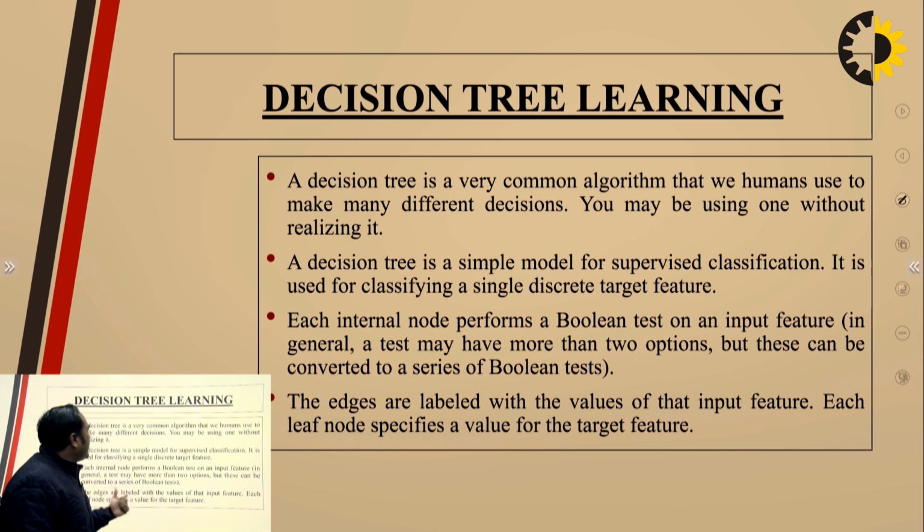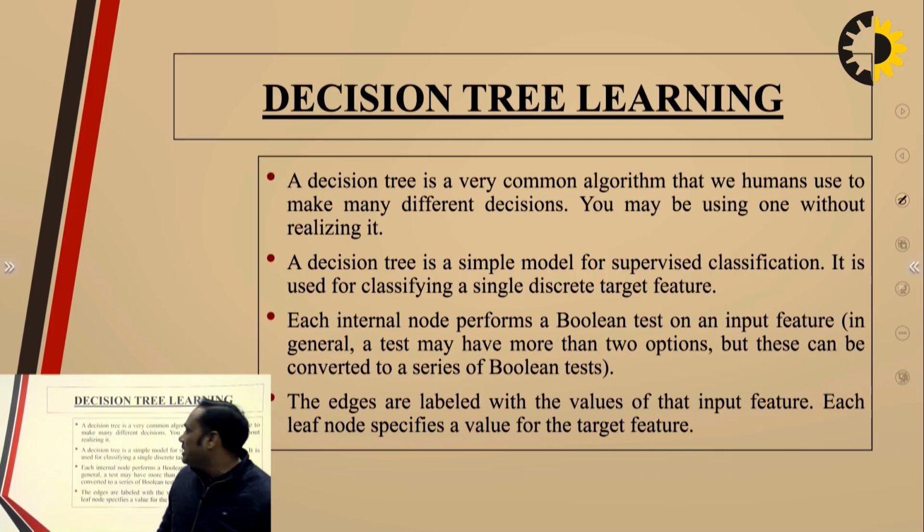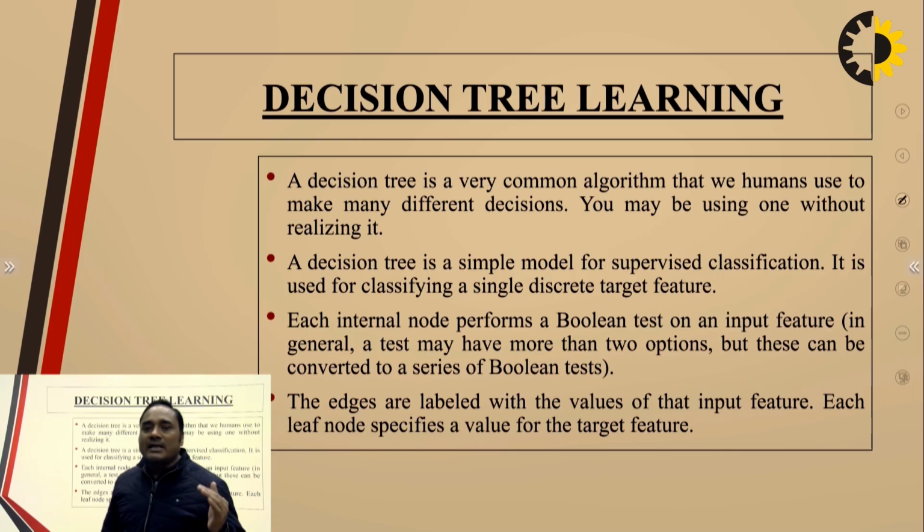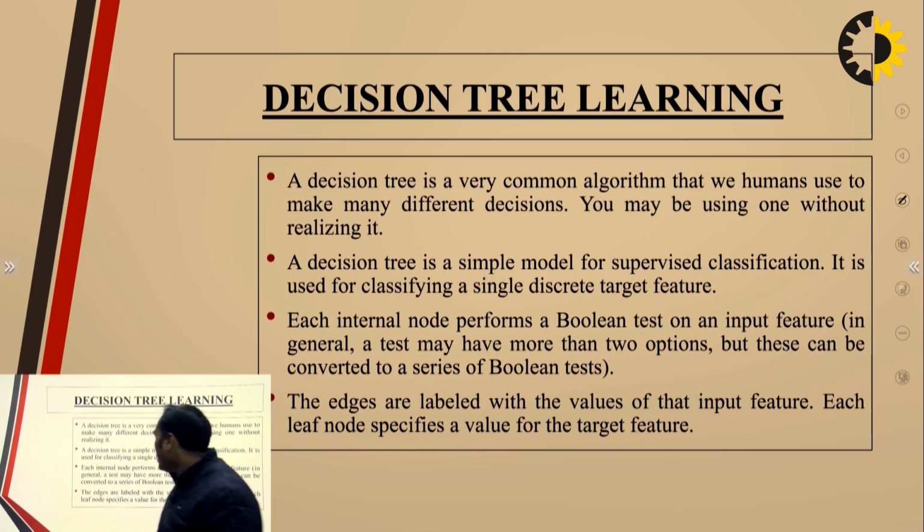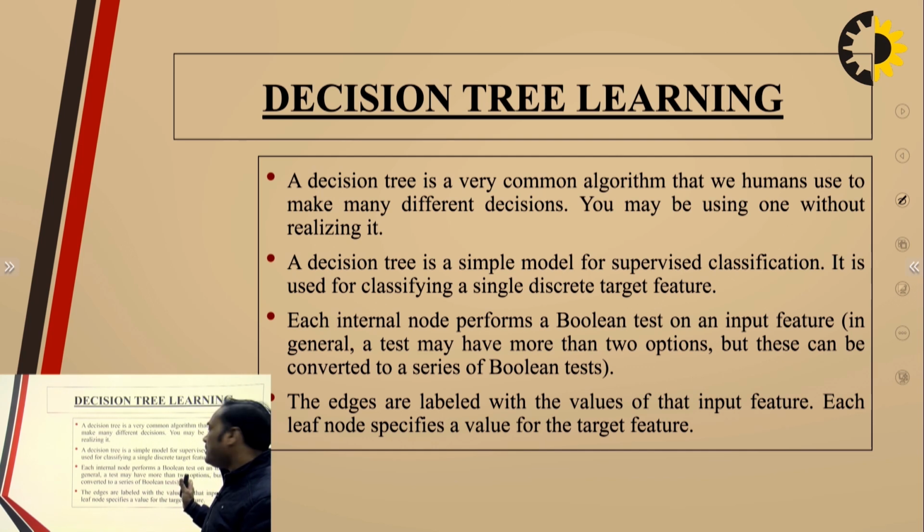Decision tree learning. A decision tree is a very common algorithm that we humans use to make many different decisions. You may be using one without realizing it. A decision tree is a simple model for supervised classification, or supervised machine learning technique. It is used for classifying single discrete target features. So we are going to target a single type of discrete feature by using machine learning, or by using the decision tree. Each internal node performs a Boolean test on the input features.